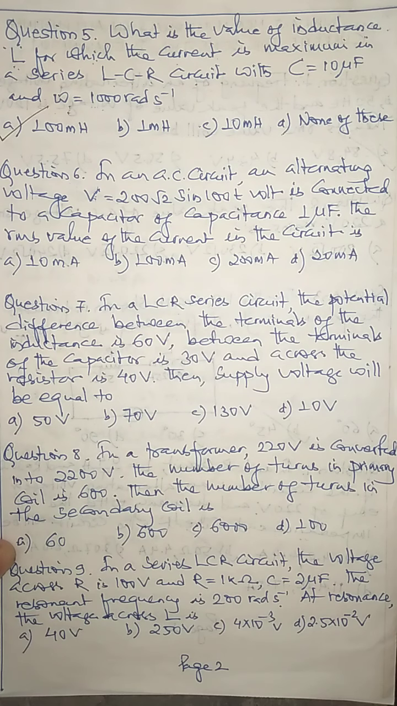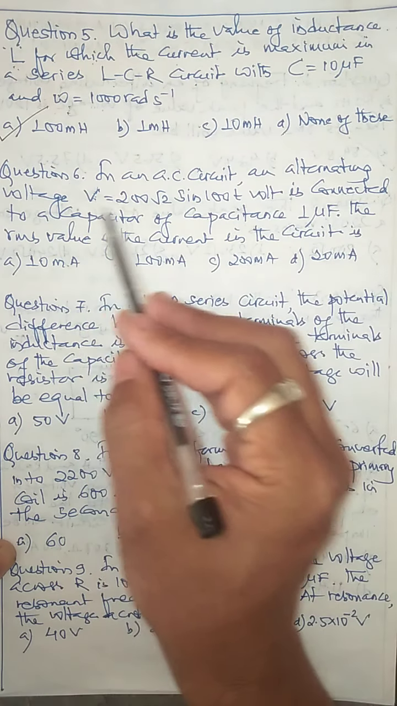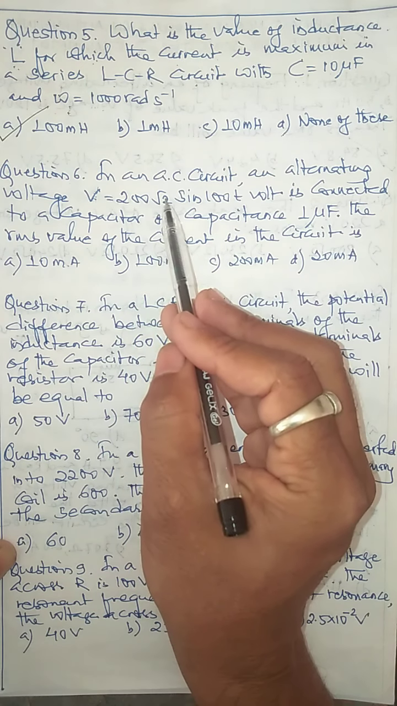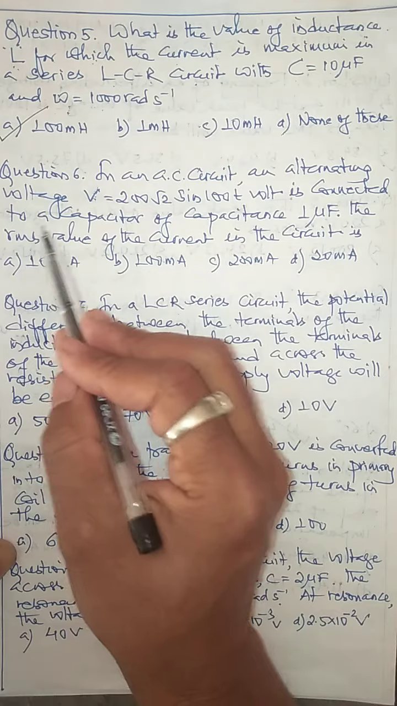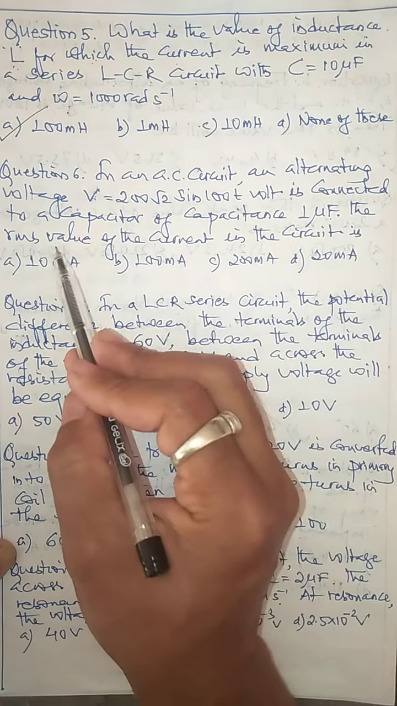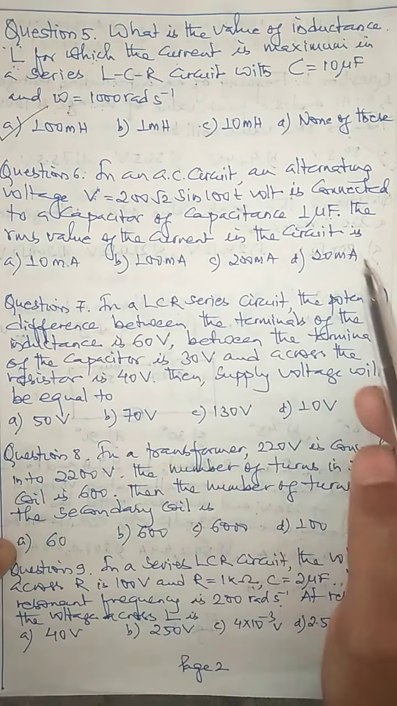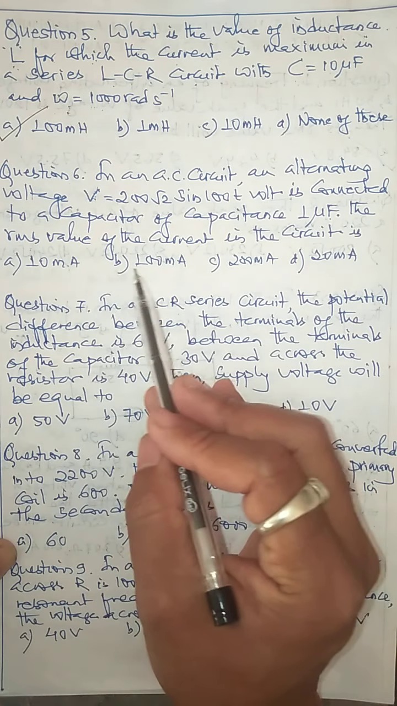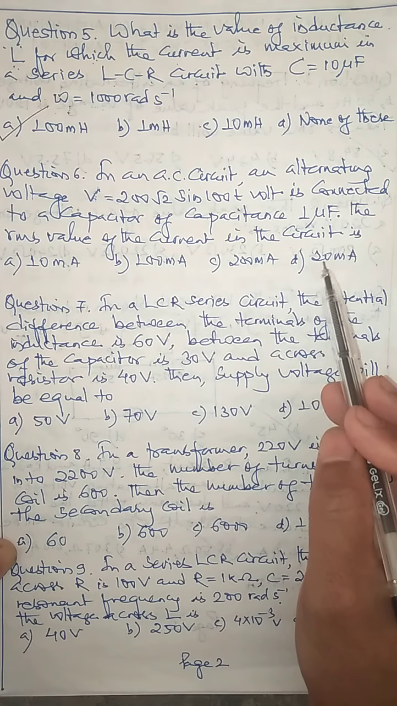Now we go to the next question, question number 6. Question number 6 says that in an AC circuit, an alternating voltage V equals 200 square root of 2 sin 100 t volt is connected to a capacitor of capacitance 1 microfarad. Now we have to find the RMS value of the current in the circuit. There are 4 options. One is 10 milliampere. The next options are 100 milliampere, 200 milliampere, and the last one is 20 milliampere.